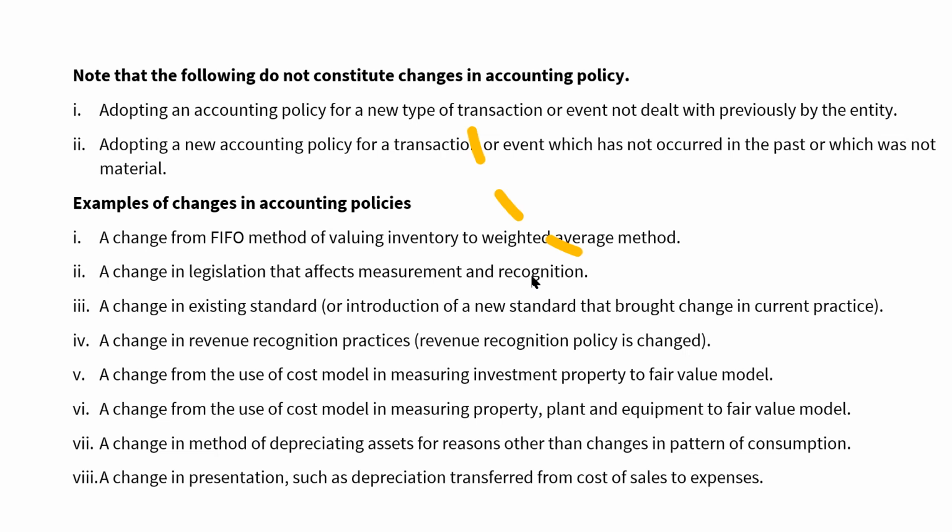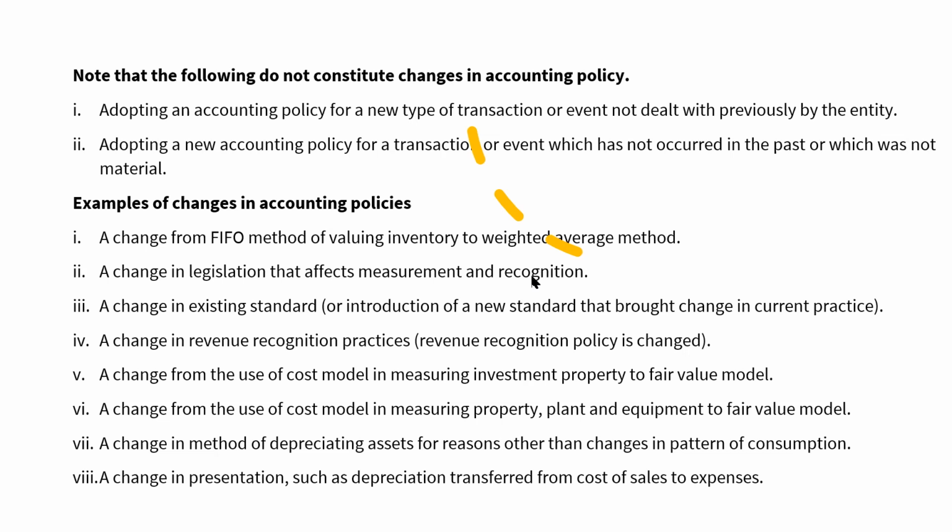So let's look at the real things that we can call changes in accounting policy. A change from FIFO to weighted average cost method is a very good example of a change in accounting policy. A change in legislation that affects the measurement and recognition of an asset is a change in accounting policy. A change in existing standard, for instance, an introduction of a new standard that brought about a change in the current practice, is a change in accounting policy. So a change in revenue recognition practices is a change in accounting policy.